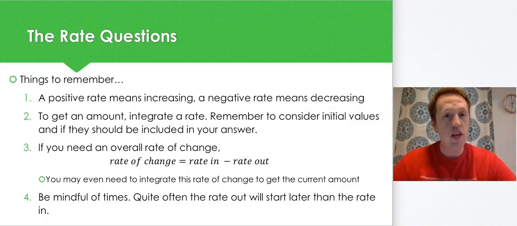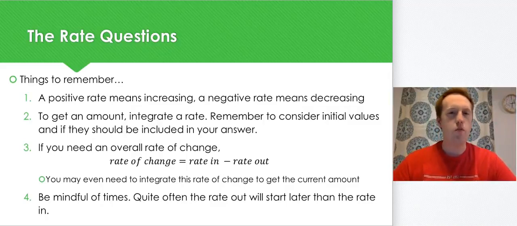They usually have given you a rate. You don't need to take the derivative again. You may even need to integrate this rate of change so you can get the current amount for the whole system. Be very careful about the times as well, because quite often the rates will start at different times. So maybe, I remember in 2010, that FRQ, it was snowing like all night. And then obviously the person didn't start removing snow until like 9 a.m. or something like that. So we have to be mindful of the times that the rate in and the rate out are going.